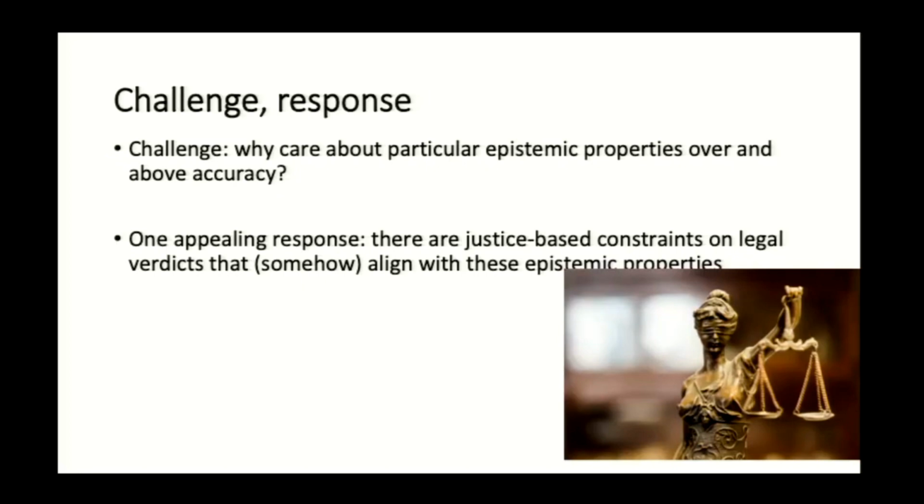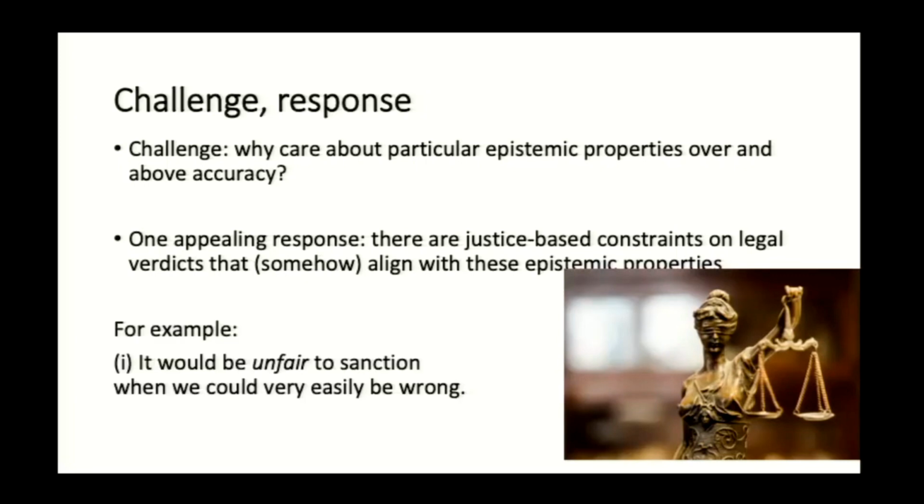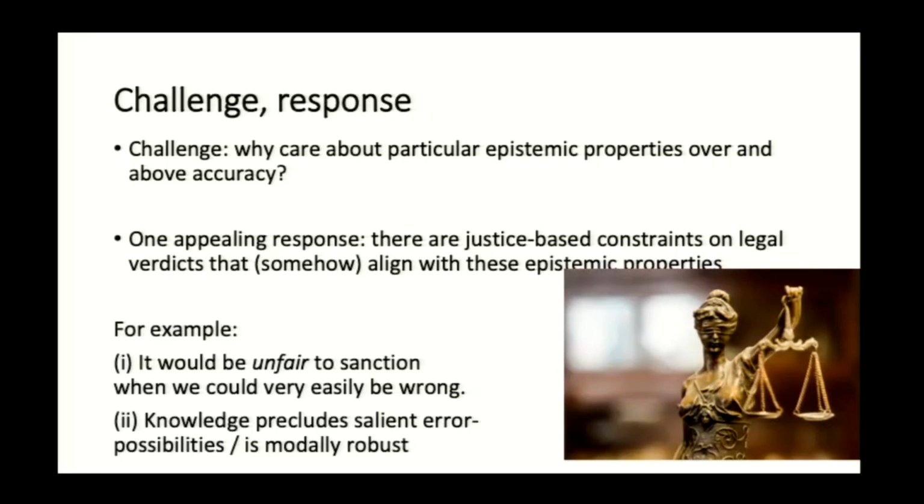And it seems like a very appealing response. A very appealing response is that there are sort of justice-based constraints on legal verdicts that somehow align with these epistemic properties. So this is maybe easiest to see in the criminal case. You might think accuracy's not all we care about. I mean, there's this very dominant thought that we prefer to let guilty people go if this prevents false convictions of the innocent, rather than the other way around. So you might think there's sort of justice-based constraints on how we make decisions in the law, and some people have thought that, well, knowledge is what's important here.